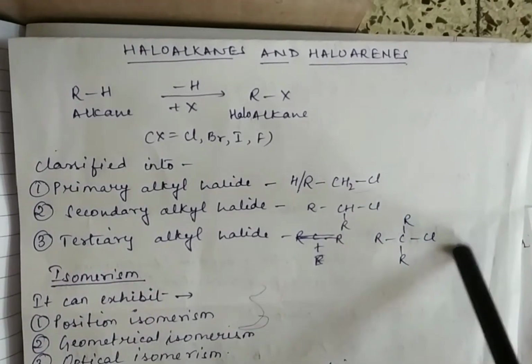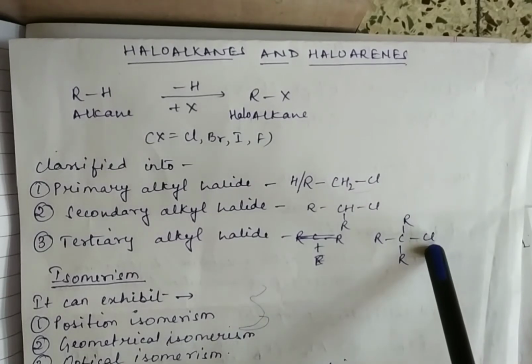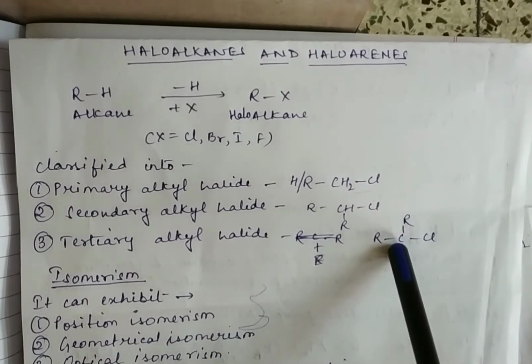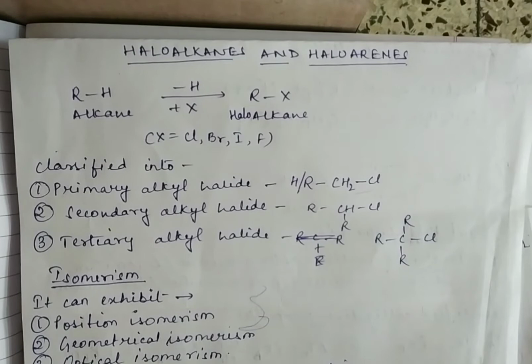And number three, tertiary alkyl halide. Generally it is expressed like this, where the chlorine atom is attached to that carbon atom which is further attached to three other carbon atoms. For example, 2-chloro-2-methylpropane, which is commonly known as tertiary butyl chloride.